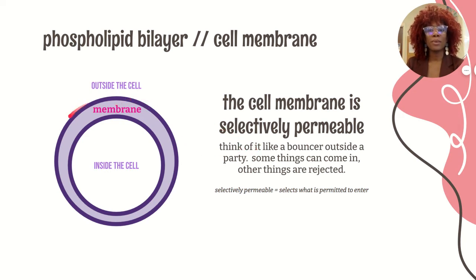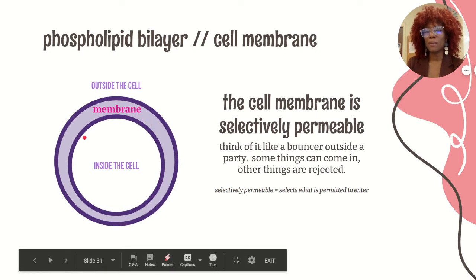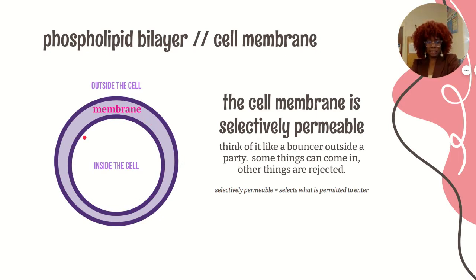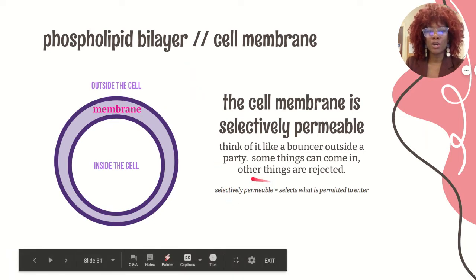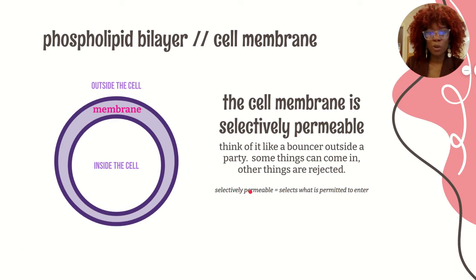So think of the cell membrane as like a bouncer. You guys know what a bouncer is? A bouncer is like the guy with the glasses that stands outside the club, and they're like, no, you can't come into the club, or you can't come into the party, right? I'm sure you've all seen it in movies. So the cell membrane is the bouncer. It's going to tell some things, yeah, you can come on in, and other things, nah, you got to leave. So that term, selectively permeable, just means that it selects what is permitted to enter.